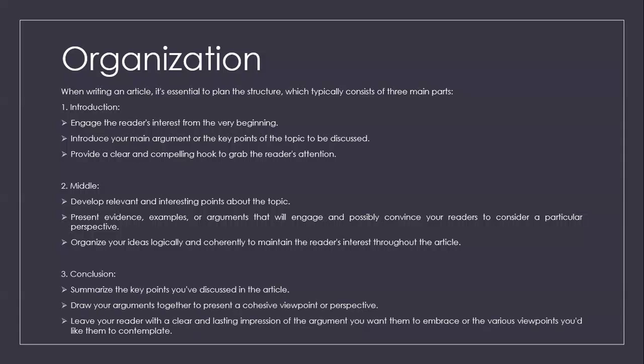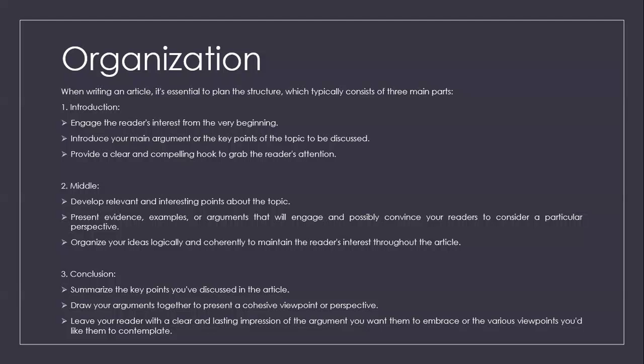Introduction is a hook for your reader from the very first line. Spark curiosity with an engaging opening and introduce your main argument or the key point you want to make. A compelling start sets the tone of the entire article.